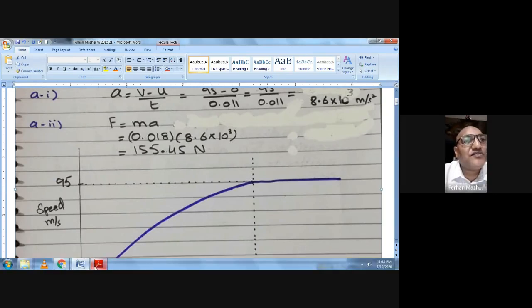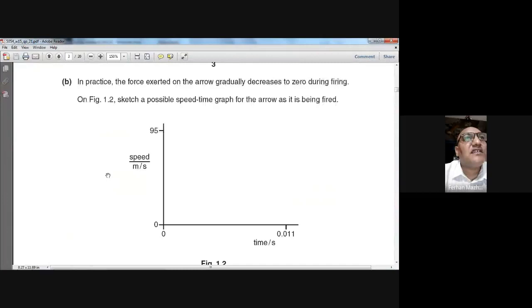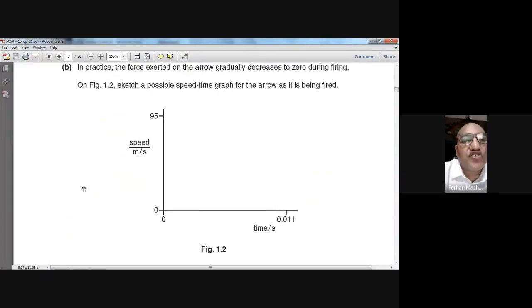Okay, let's move to the next part. He says, part b of question number 1. In practice, the force exerted on the arrow gradually decreases to 0 during firing. On Figure 1.2, sketch a possible speed-time graph for the arrow as it is being fired. You see, when the arrow leaves the bow, the force on it starts decreasing.